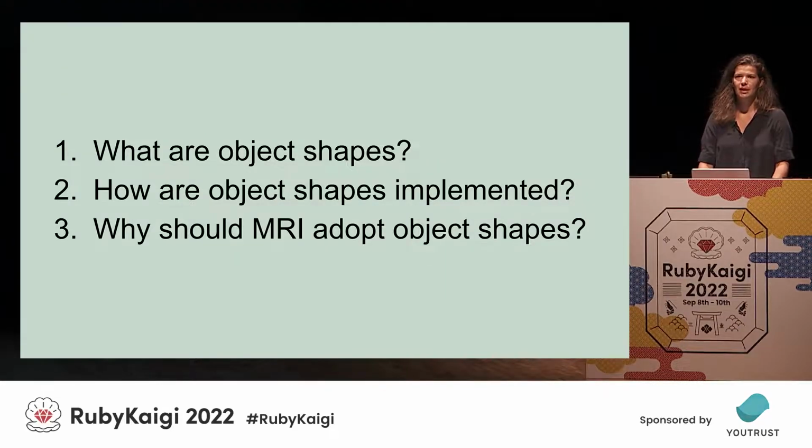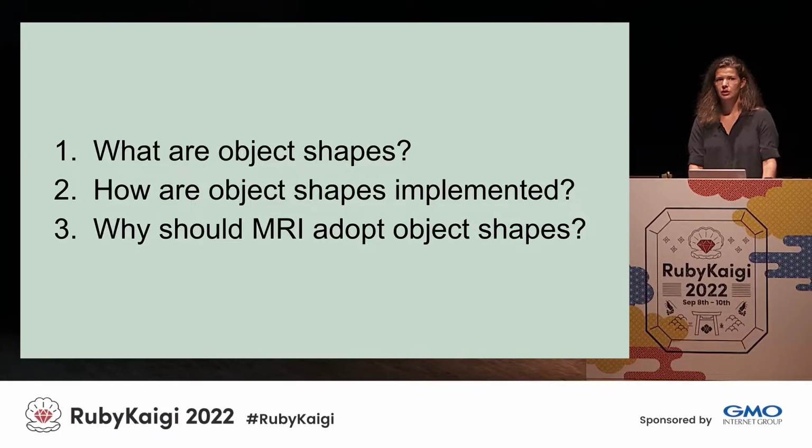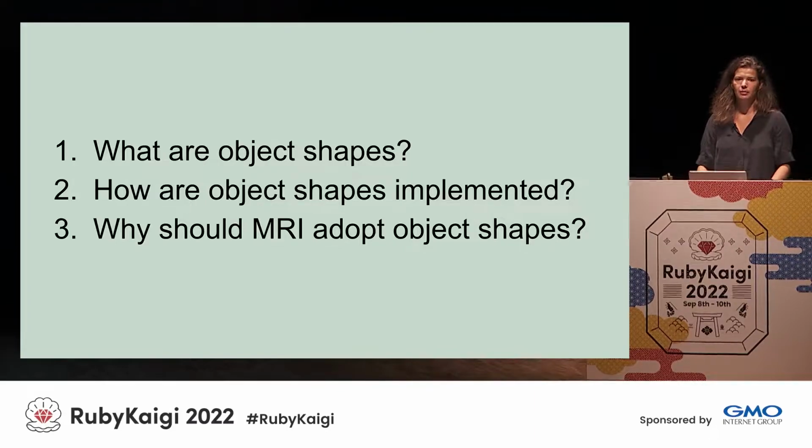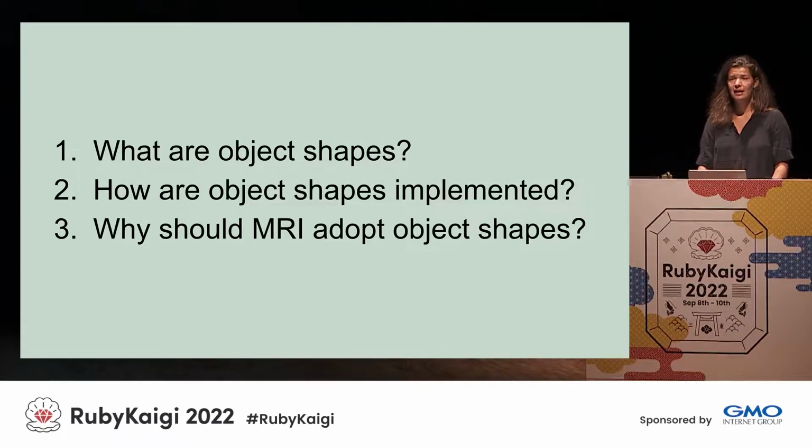We'll answer three main questions here. First, we'll discuss what are object shapes. Then we'll look at how they're actually implemented, what our implementation details are. And lastly, we'll talk about why MRI should adopt object shapes.